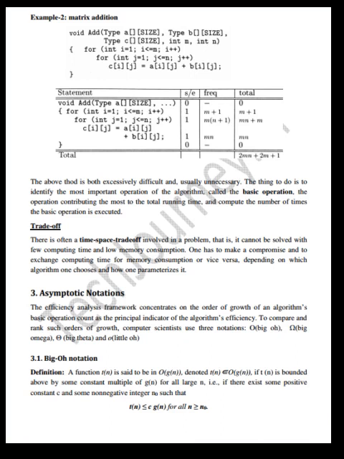Definition. A function t of n is said to be in big O of g of n, denoted t of n belongs to big O of g of n, if t of n is bounded above by some constant multiple of g of n for all large n. That is, if there exists some positive constant c and some non-negative integer n naught such that t of n is less than or equal to c times g of n for all n greater than or equal to n naught.